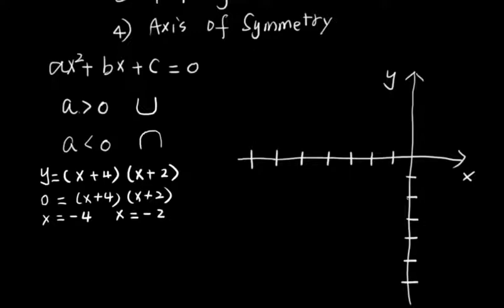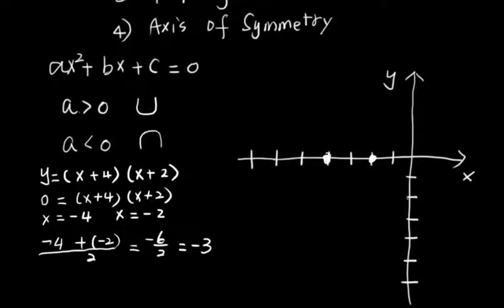And then the vertex, the x-coordinate, would be the one in the middle of the 2 x-intercepts. How can we find it? Just basically use the midpoint formula. Negative 4 plus negative 2, then we just divide it by 2. So that's negative 6 divided by 2, which is negative 3. Negative 3 is only the x part, so let's put down the vertex also.